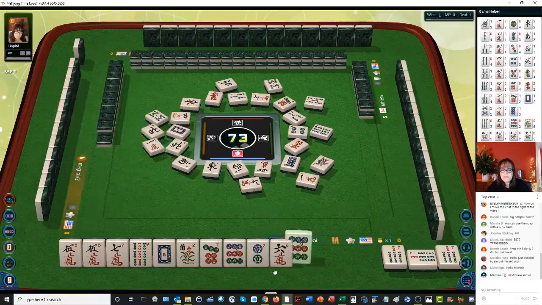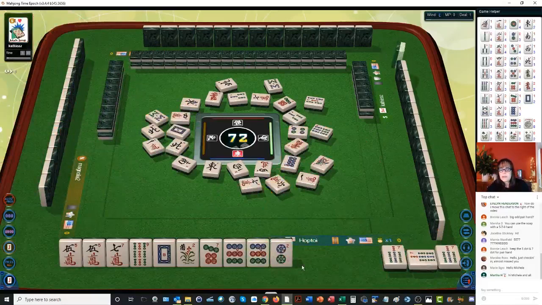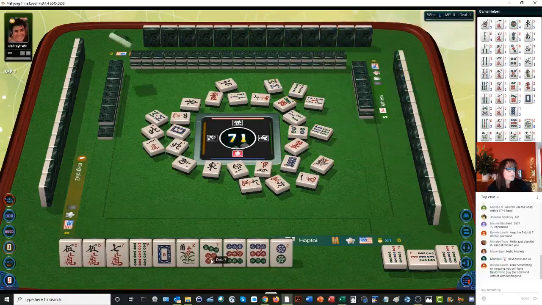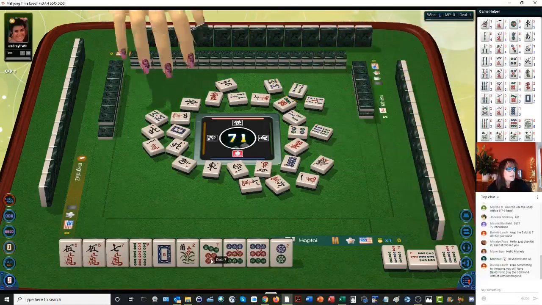North. Hi, Martha. Oh, and then we get another 9 dot. 6 characters. Let's see here. I don't know if there's anything else we can do at the moment. 4 bamboos. We'll see. 7 dots.